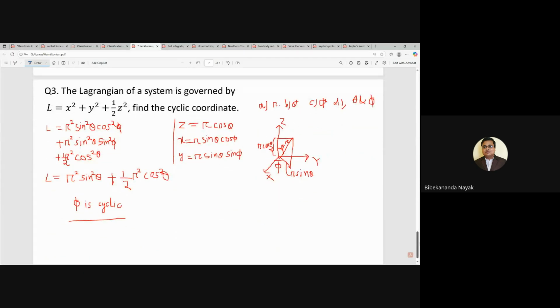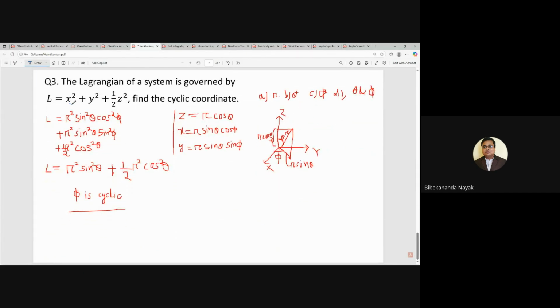Then the Lagrangian of a system is governed by this, and find the cyclic coordinate in spherical polar coordinates. You know, in spherical coordinates, z is equal to r cos theta, x is r sin theta cos phi, y is r sin theta sin phi. So taking x squared plus y squared plus half z squared, we found actually this one. So here phi is cyclic.